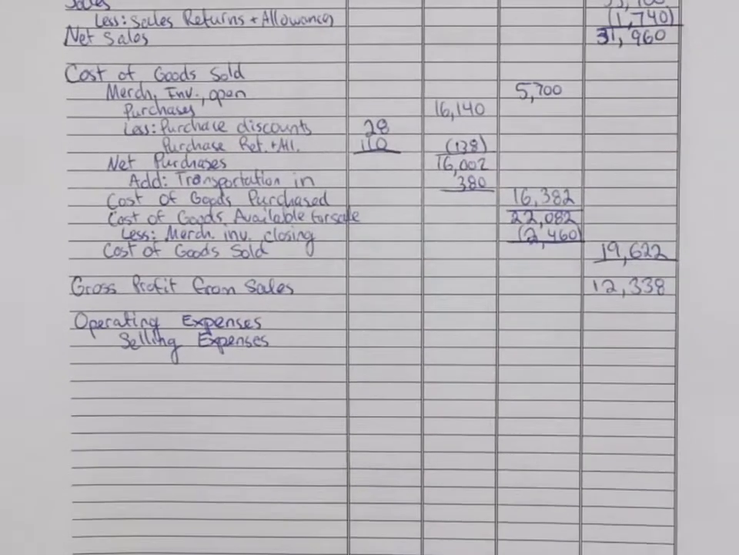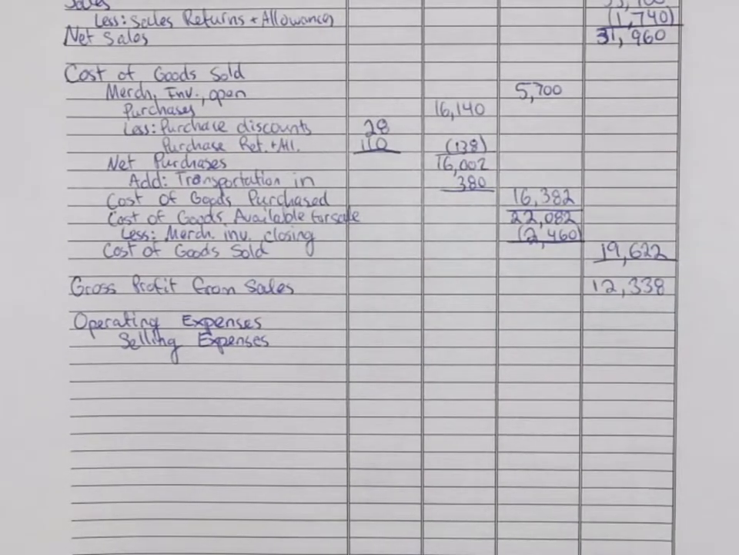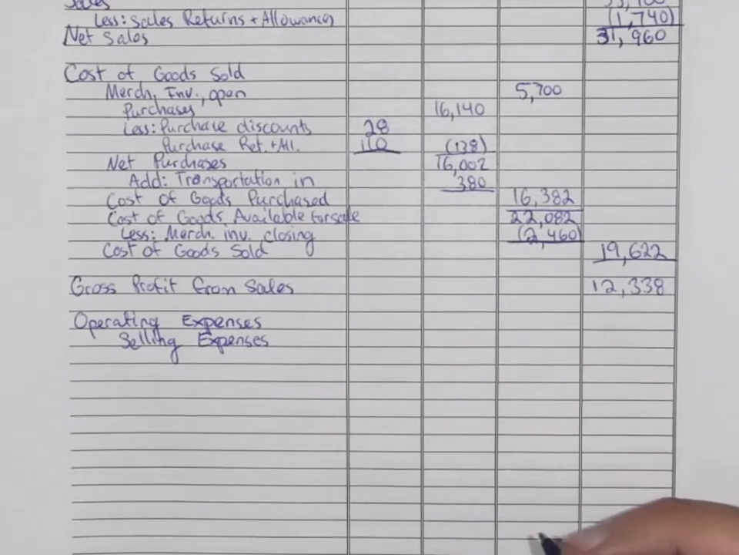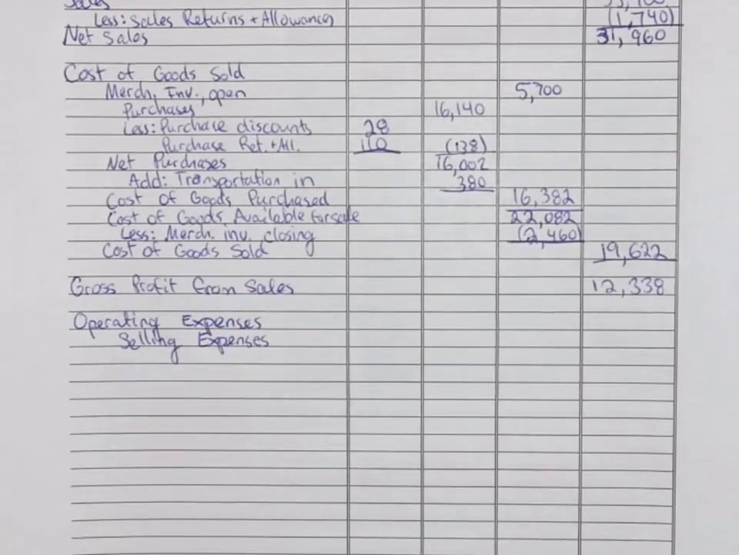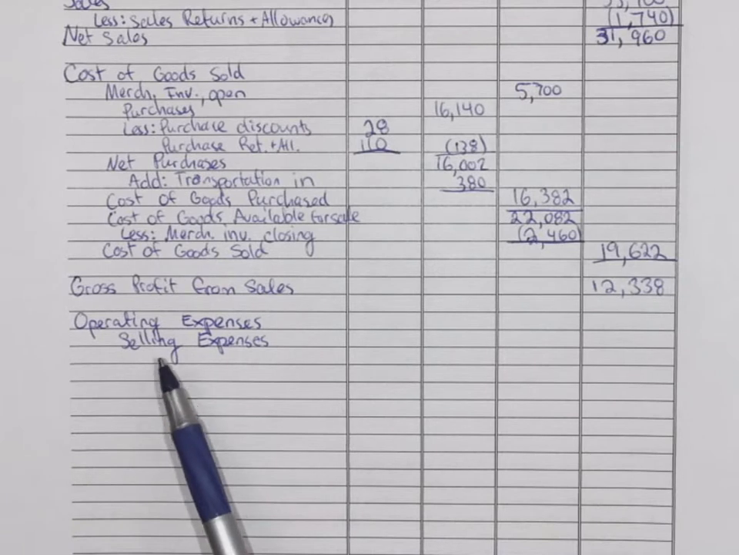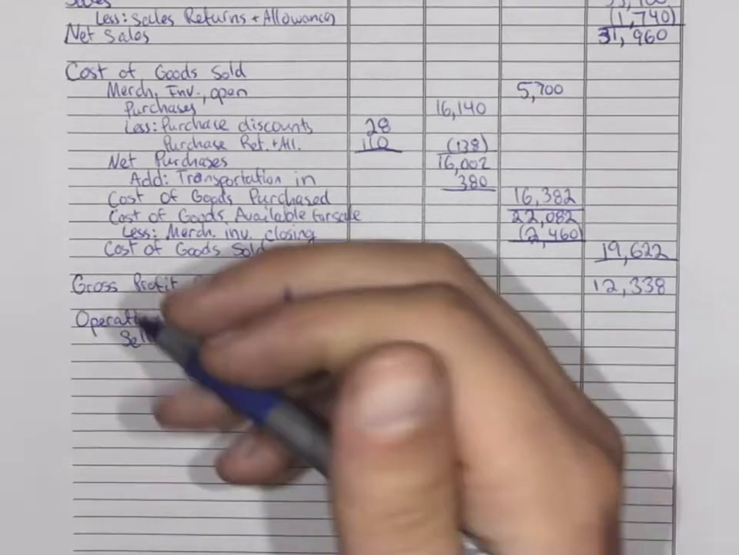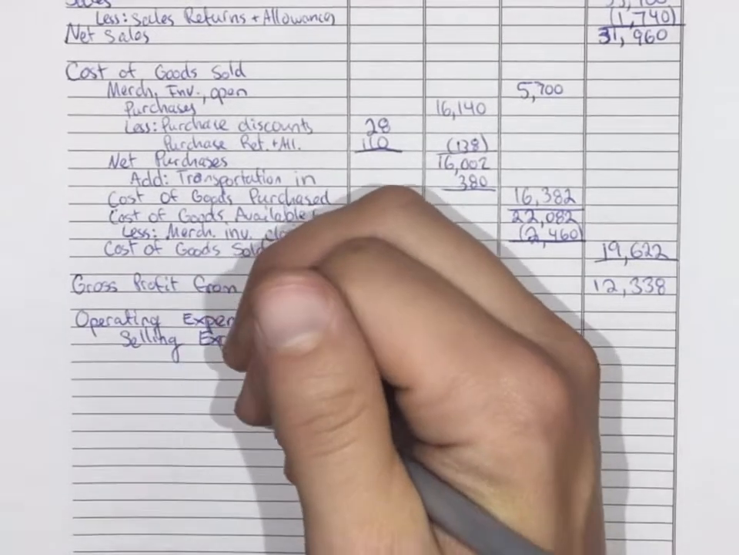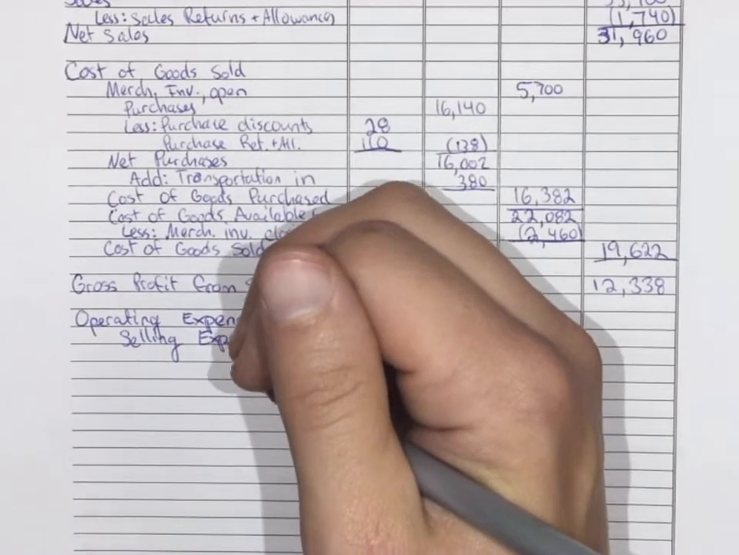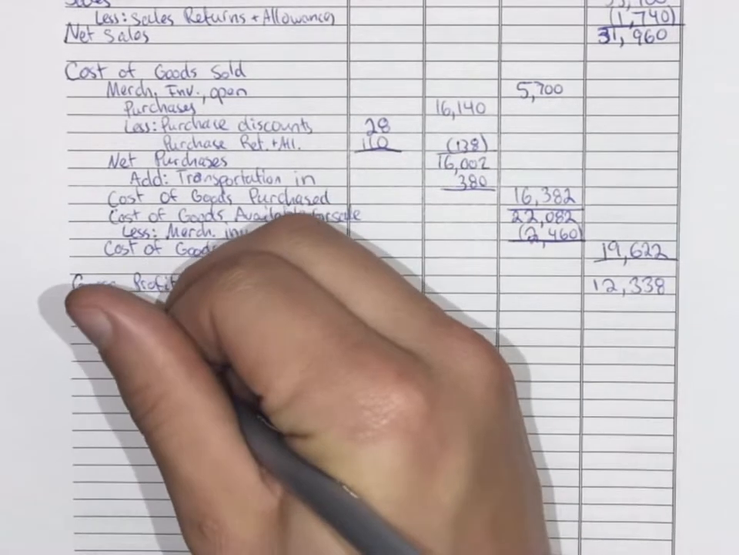So when you're doing this, the only thing you'll need to worry about, whether it be perpetual or periodic, is just what is overhead and what is not. So any overhead, is it selling or is it general and administrative? So what we're going to do here is just put our two sales ones in. So we have our telephone expense for our store.